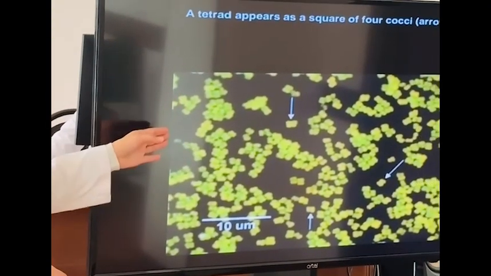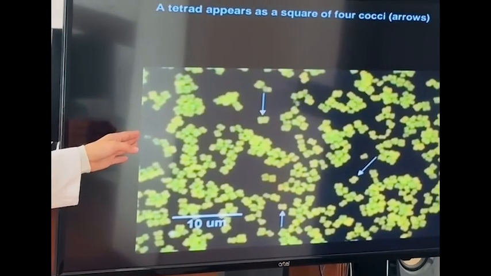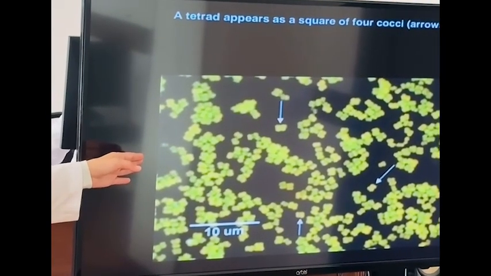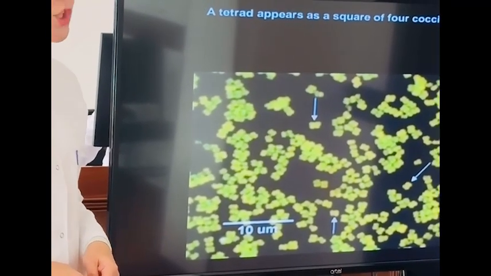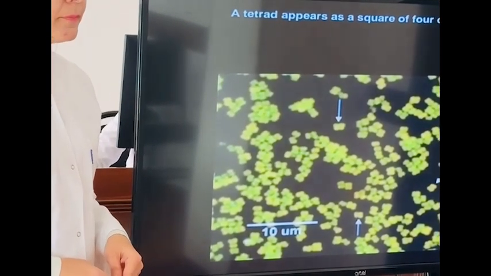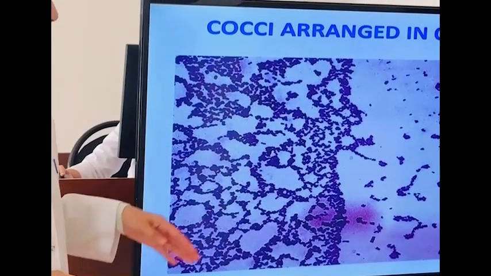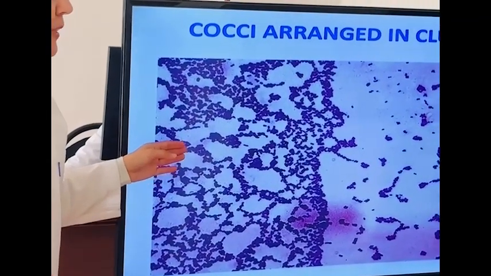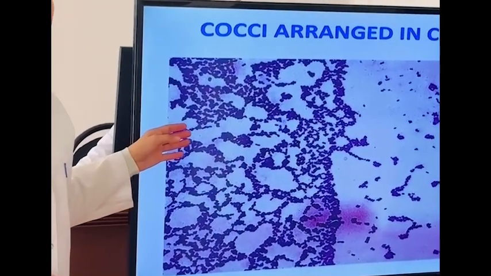Here we can see under the microscope the shape of these bacteria, how they look under the microscope. Here we can see some nanometers and the location of these bacteria, and cocci arranged in cultures. When we apply some complex staining, we can see some coloring of these bacteria too.